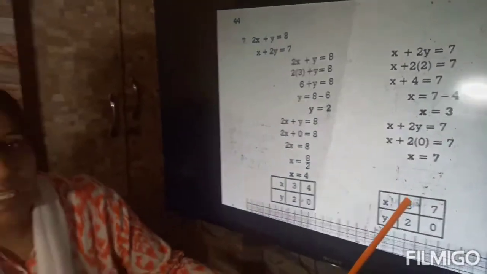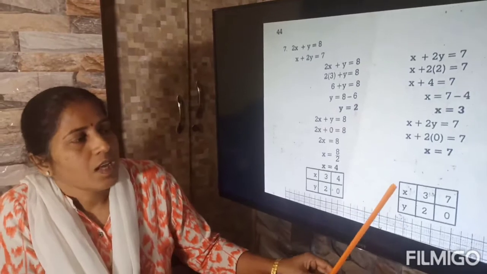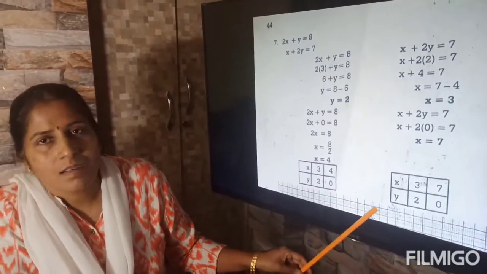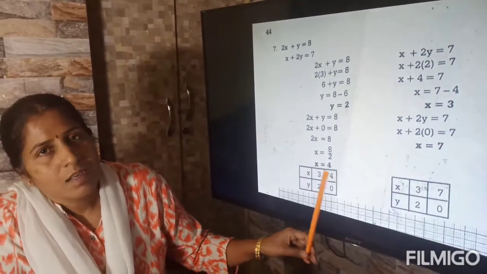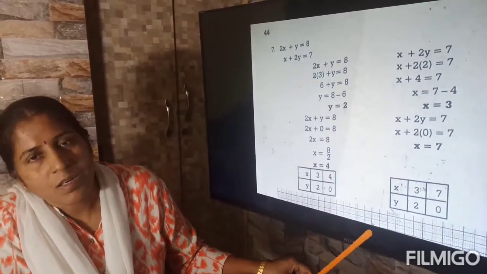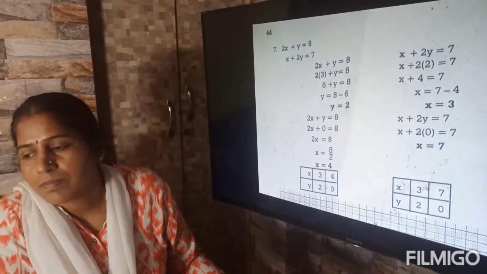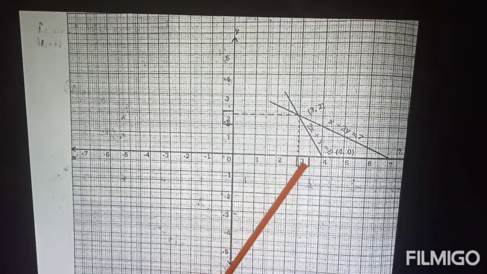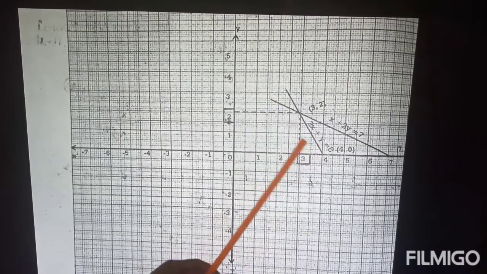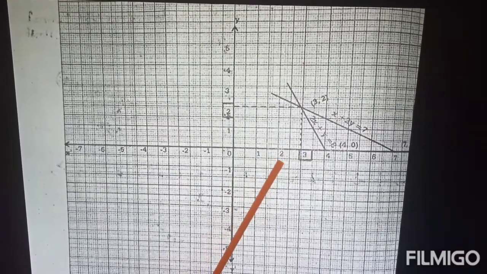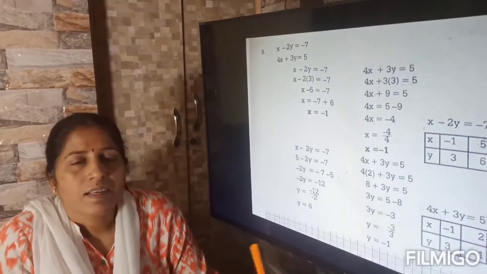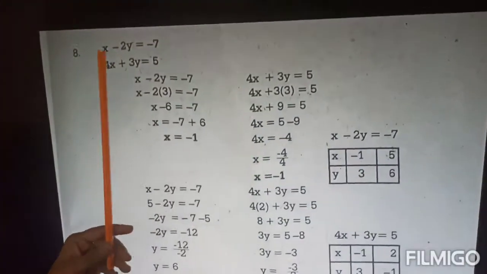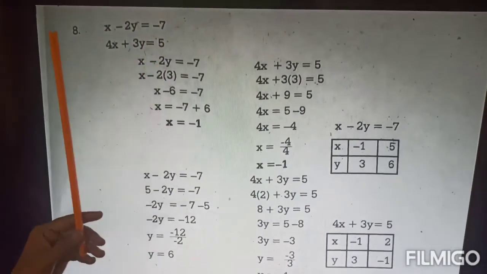These are the coordinates for the second equation. By using this, you have to draw the graph. I drew it, see, and work it out yourself. Okay. This is the graph drawn by those points. Okay. Draw it yourself.